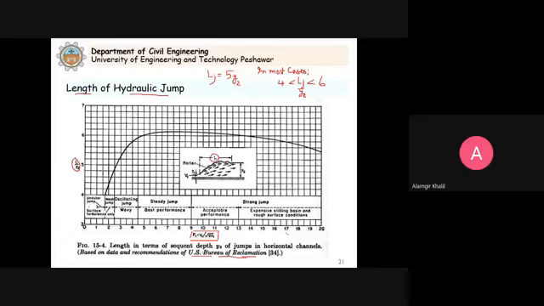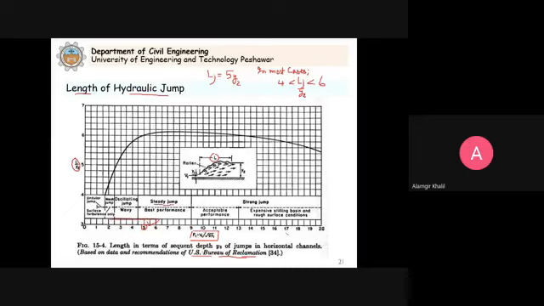Clear? For the different types, they conducted different experiments, for different Froude numbers. So they developed this graph. For example, you want to determine the length of the jump. Primarily, this graph is developed for rectangular channels. Clear? Now, let's say, for example, the Froude number upstream of the jump, F1, comes out to be 5. So now you know that it is a steady jump.